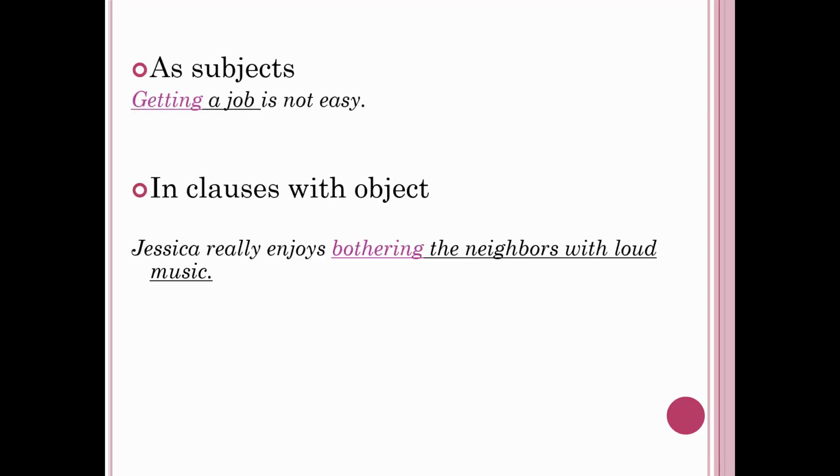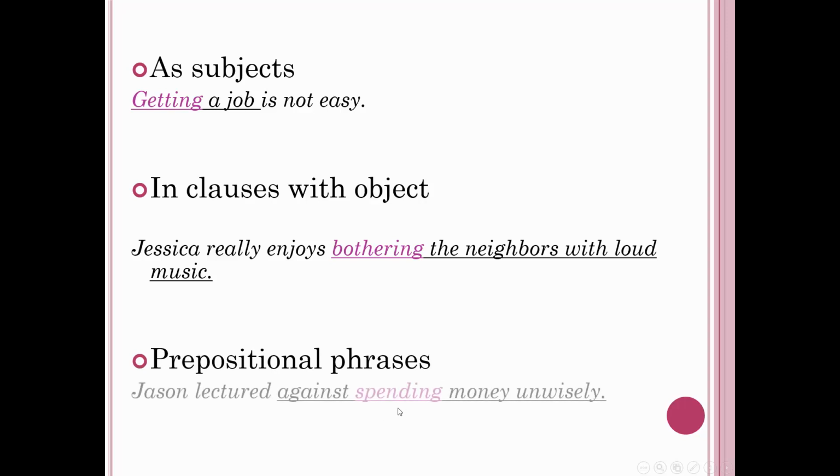Gerunds can be used as subjects, as in the following example. Getting a job is not easy. And they come as well in clauses with objects, as in, Jessica really enjoys bothering the neighbors with loud music. Finally, you can see the gerund in a prepositional phrase, like, Jason lectured against spending money unwisely.